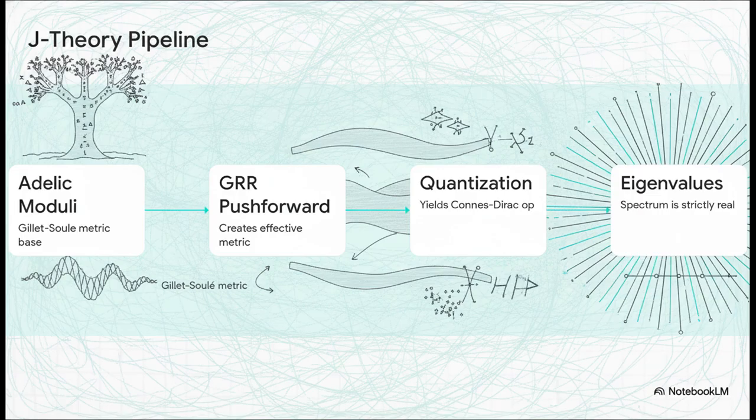Instead, we kick things off with the infinite-dimensional Adelic moduli space, complete with an arithmetic Gillet-Soulé metric. Then, using a Grothendieck-Riemann-Roch, or GRR, push forward, we compress all that infinite-dimensional arithmetic space into a smooth, effective spacetime metric. Quantize that, and boom. We have our self-adjoint Dirac operator, guaranteeing strictly real eigenvalues.